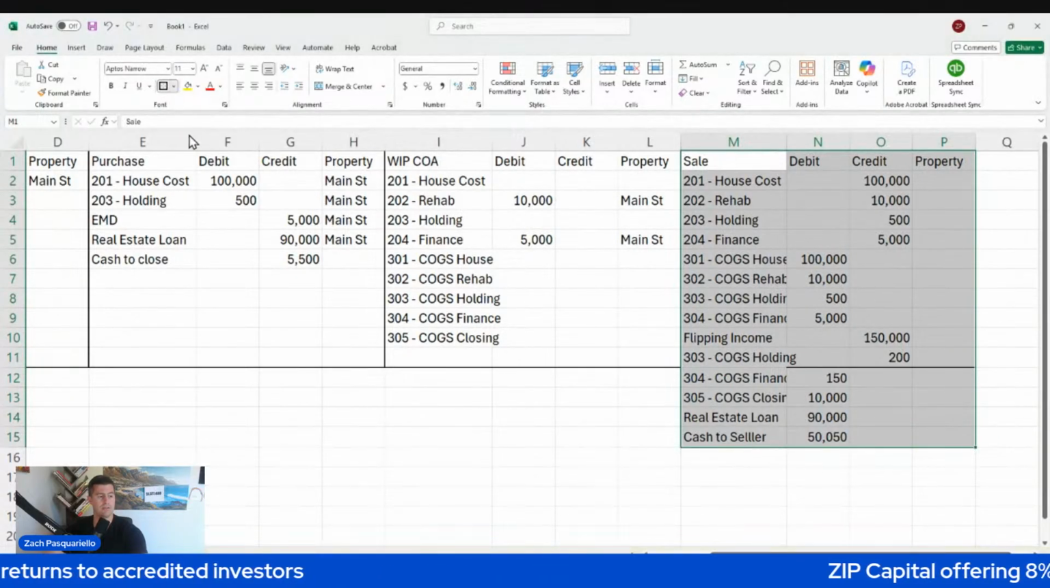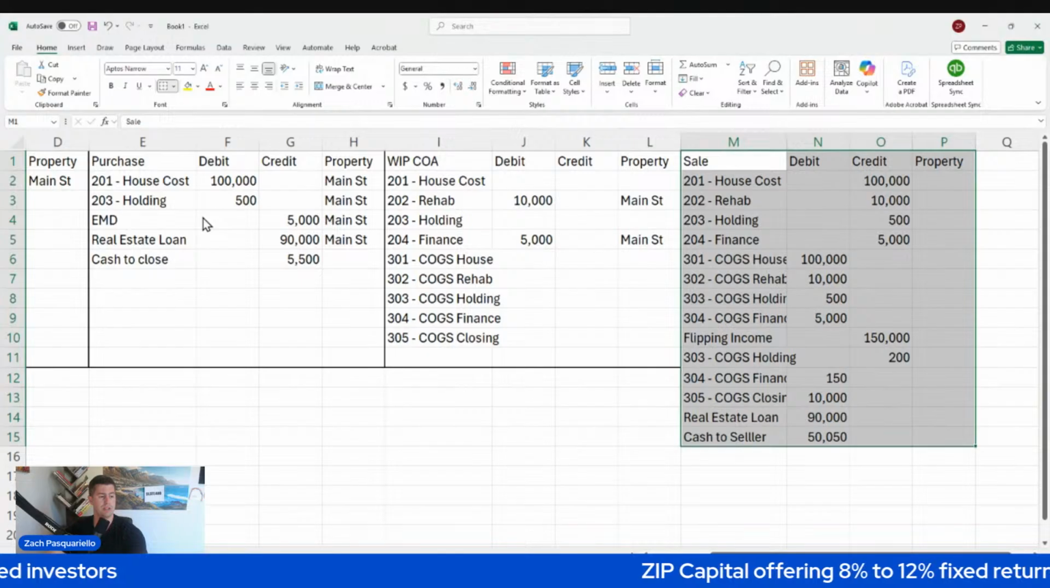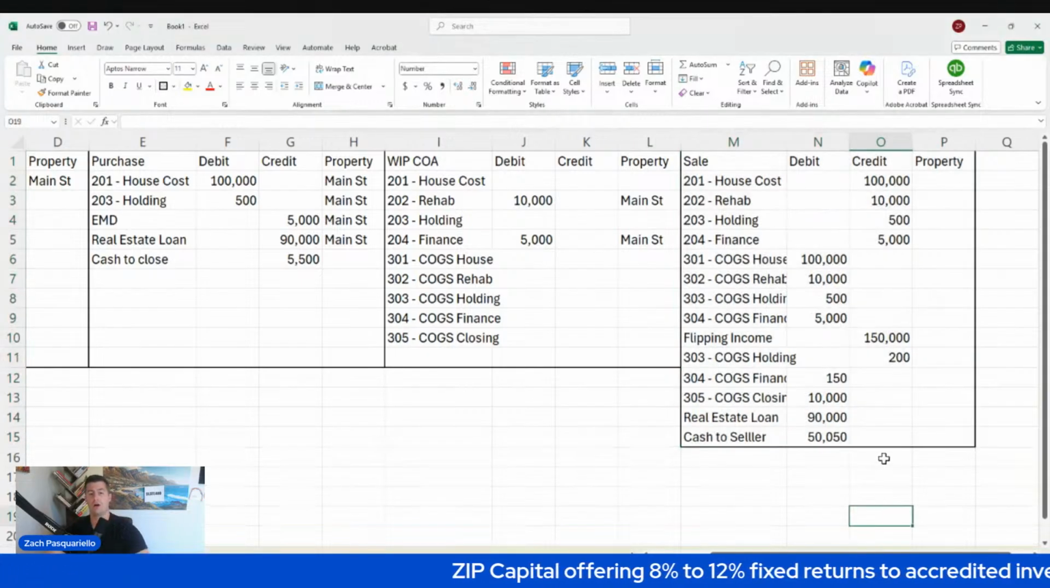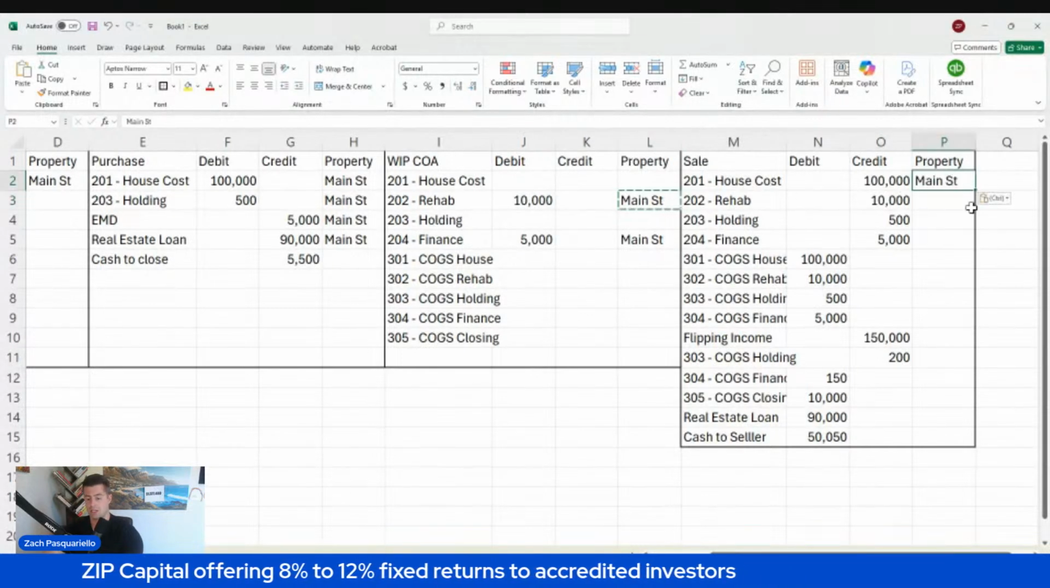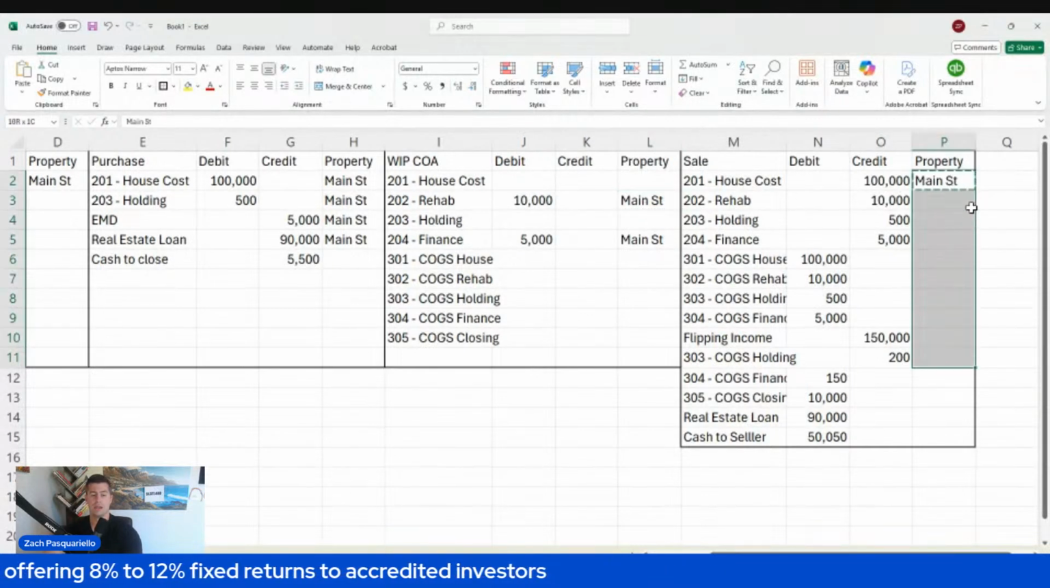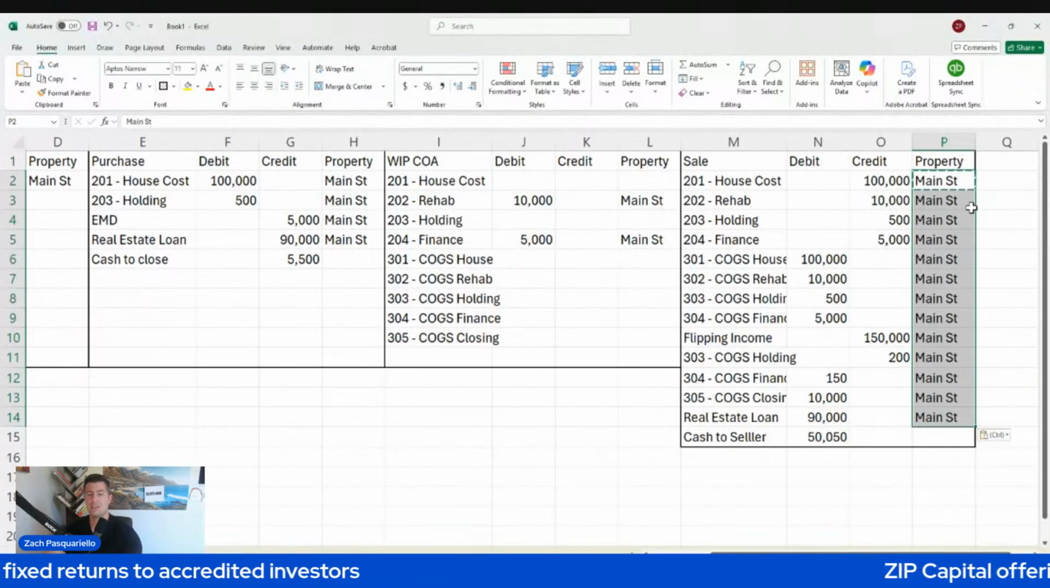Let's see if I can just fix this just so I can make it look nice and pretty. And then we can look at it all in completion. And then of course, you're going to want to make sure that you class track all of the individual transactions in the final journal entry.